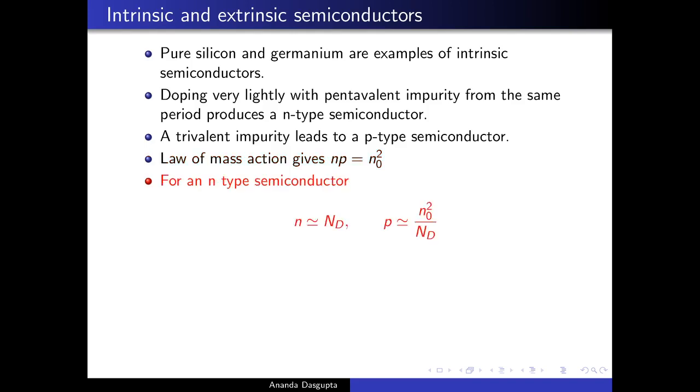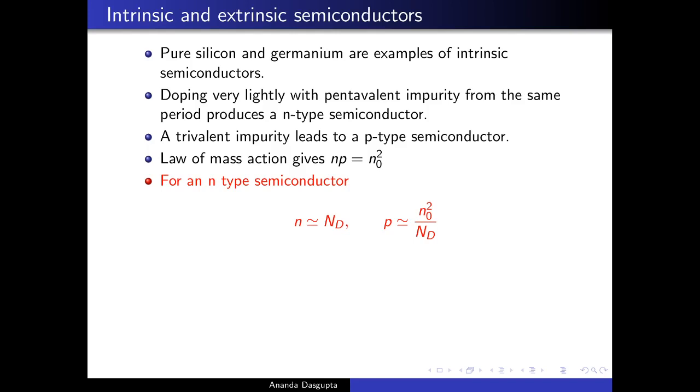So for an n-type semiconductor, the number of electrons is roughly equal to the number of donor atoms. Why? Because it's the donor atoms which produce the bulk of the electrons here, and the number of holes is suppressed. It's definitely not equal to the number of electrons. It's not equal to n0, the number of both electrons and holes in the intrinsic case. It's actually n0 squared divided by nd. So you have many more electrons and almost no holes.